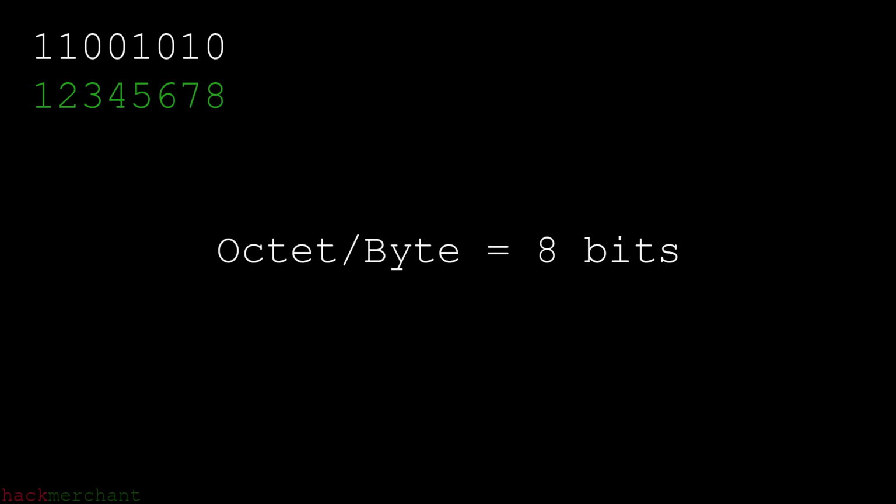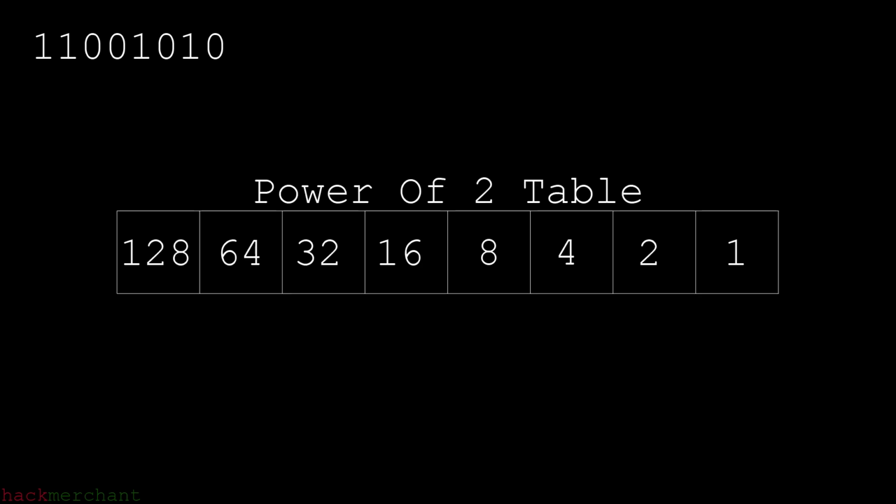Now, to help us with the conversion of our binary number, we're going to use the power of 2 table, which looks something like this. Here we have a power of 2 table that consists of 8 columns, where each column has a different number. Each number is a result of a base number and its exponent. The exponent tells us how many times to multiply the base number by itself.